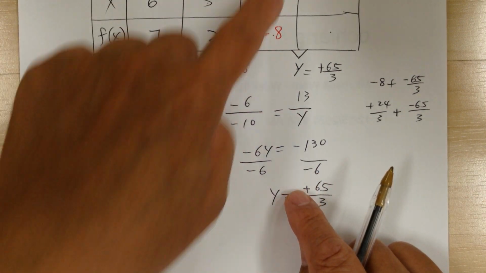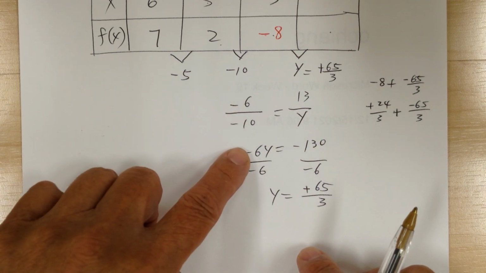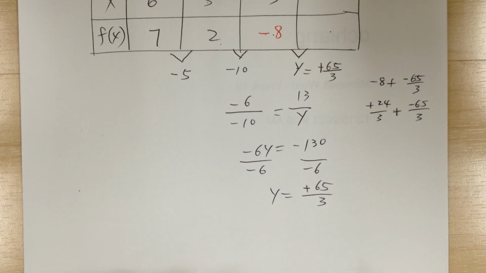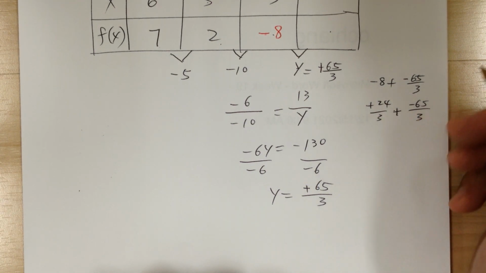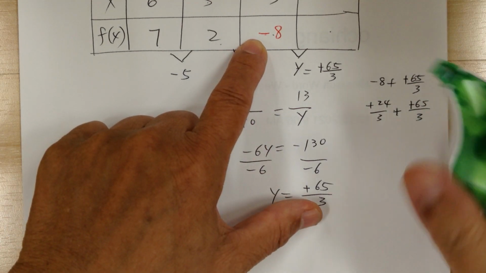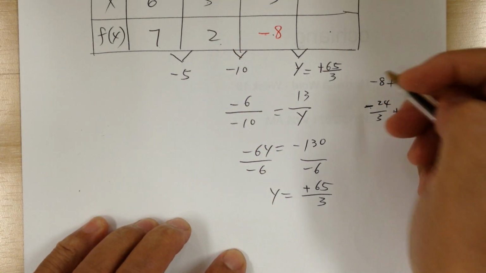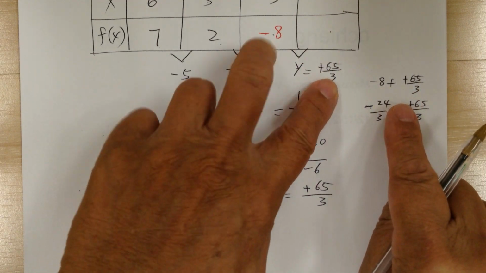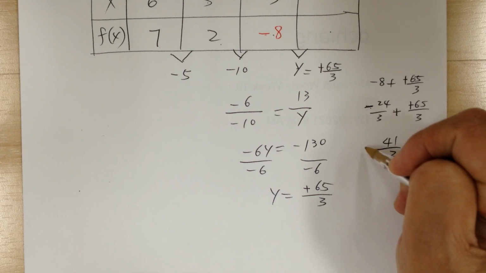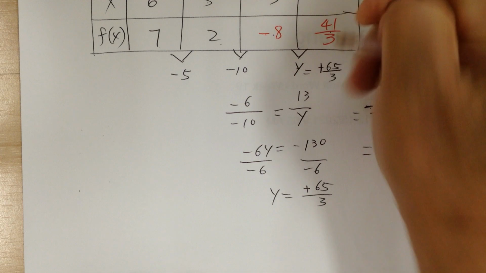So negative 6 over 10, 13 over y, cross multiply. Then from here you're going to get, oh, this is positive and this is negative. I put it in the wrong place. Okay, there we go. So you can just get the signs correct. So this will give you 41 over 3. So this would be 41 over 3.